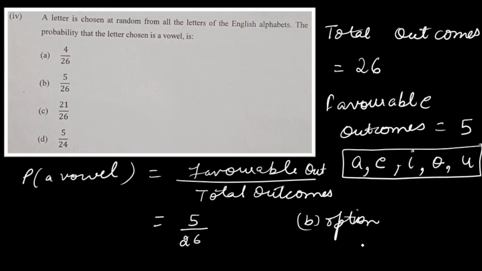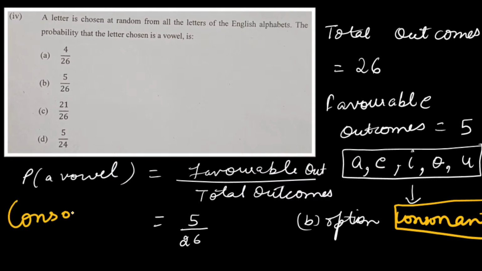If any alphabet is not a vowel, the other alphabets are known as consonants. Consonant means nothing but non-vowel. So you have to be good with these terminologies. If any alphabet is not a vowel, it is a consonant. So remaining all alphabets are consonants. There might be a question asking the probability of a consonant, so you should know the meaning of consonant.